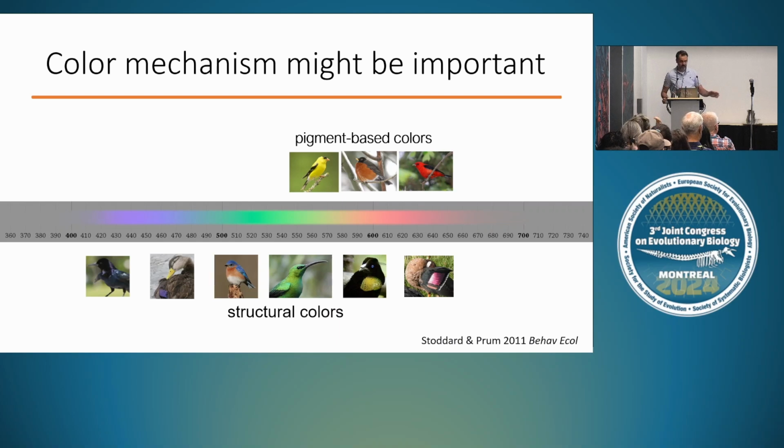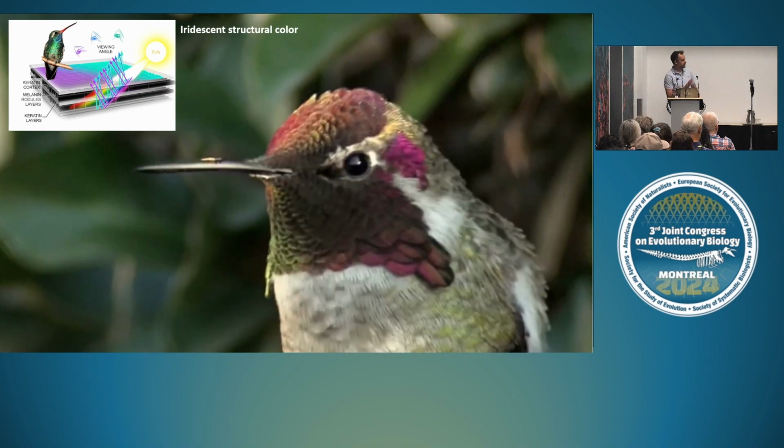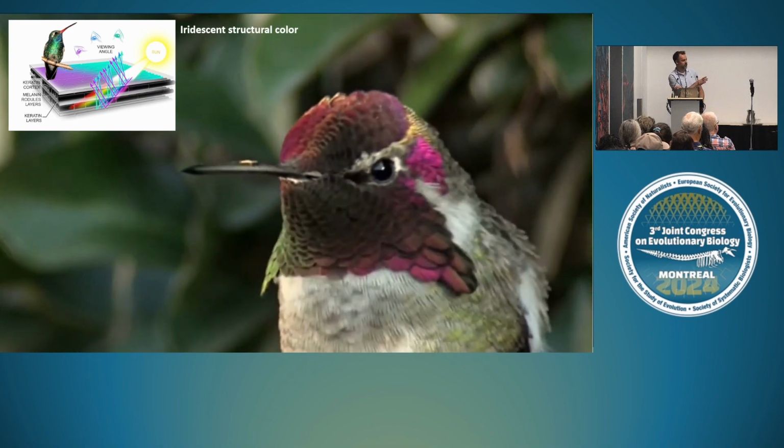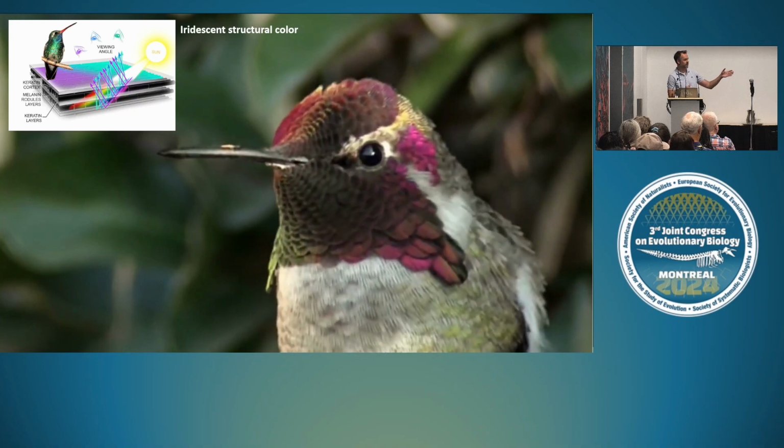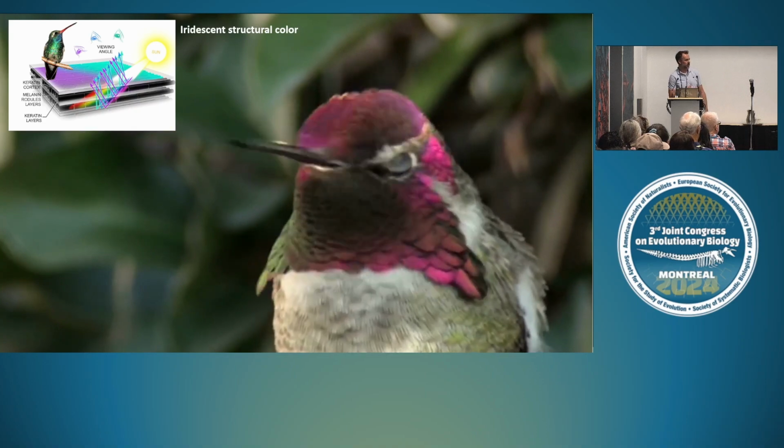So this was hypothesized by Cassie Stoddard in, I think, 2011 now. This idea that different color mechanisms, specifically structural colors, could allow birds to produce a much wider range of colors than other mechanisms like pigment-based colors. I'm not going to go into real depth on how these are produced, but here I just wanted to show this Anna's hummingbird, just to give you an idea of what iridescence looks like if you haven't seen this change in color with angle.